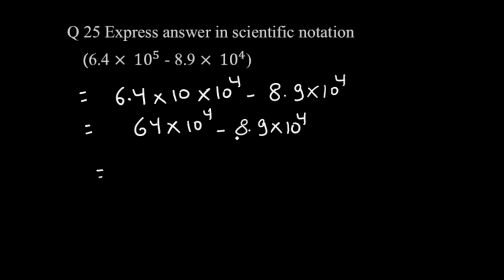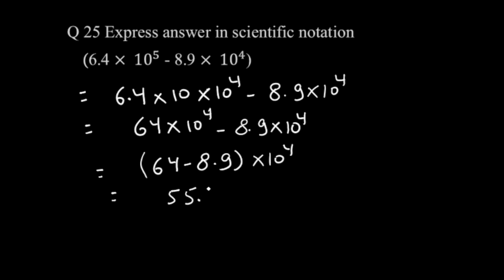Now we can subtract by using distributive property. 64 minus 8.9 multiply 10 to the power 4. 64 minus 8.9 is 55.1 multiply 10 to the power 4. But this is not the correct scientific notation form. So we have to move 1 unit left. If we move 1 unit left, power is increased by 1. That means 5.51 multiply 10 to the power 5.